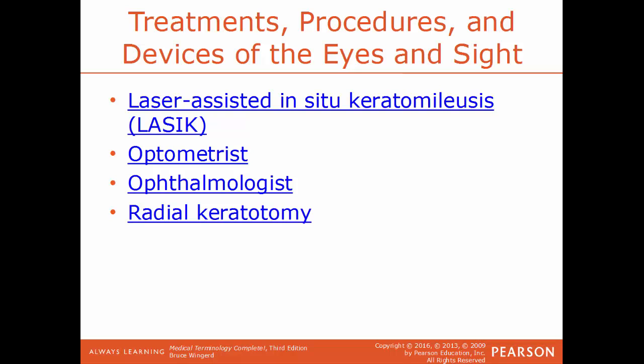Next term here, RK, radial keratotomy. This is a surgical procedure that will help to correct myopia, and this involves cutting of the cornea. And it's called radial keratotomy because you have radial incisions made into the cornea, starting in the middle of the cornea, then going out to the border.